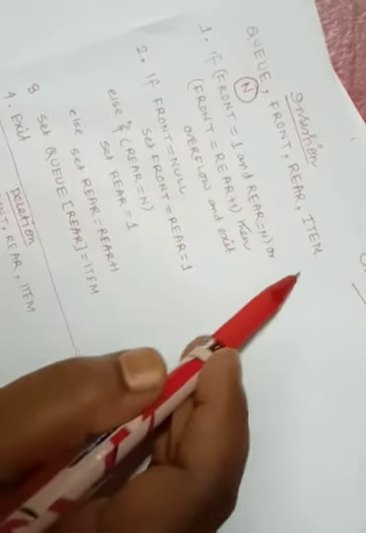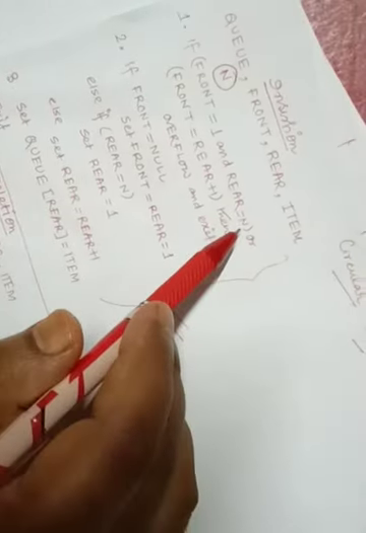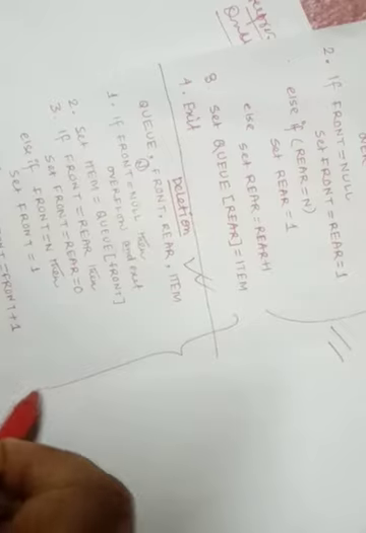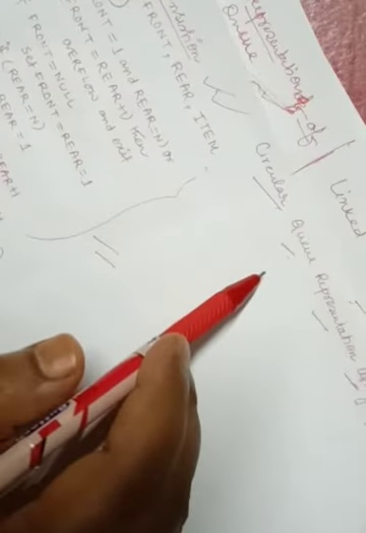There are two more algorithms also, circular queue representation using array. I'm not going to explain this one, you do it by yourself: the insertion algorithm and the deletion algorithm for circular queue representation using array. But the circular queue representation using linked list is not required. You simply go through circular queue representation using array only.